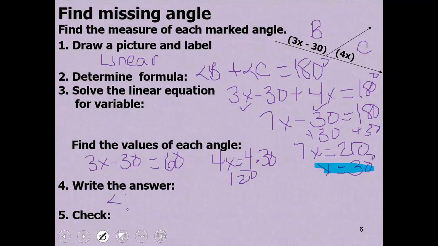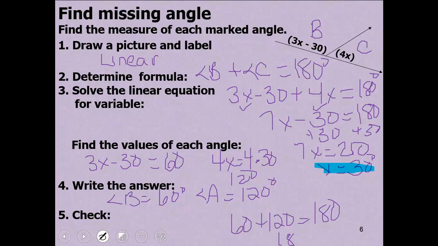So angle B is equal to 60 degrees. Angle C is equal to 120 degrees. And if I add them together, 60 plus 120, that gives me 180. So it works. All right?